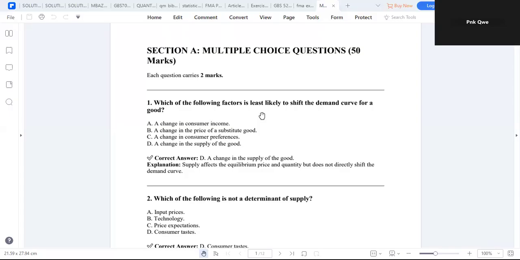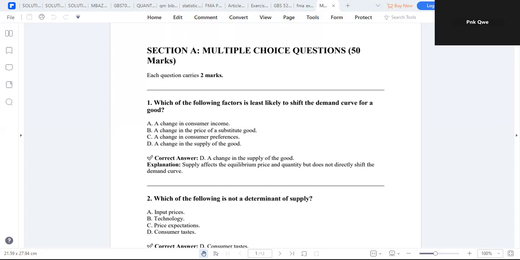Welcome to our economics class, where we're going to look at the principles in microeconomics. So question number one, which of the following factors is likely to least cause a shift in the demand curve for a good?